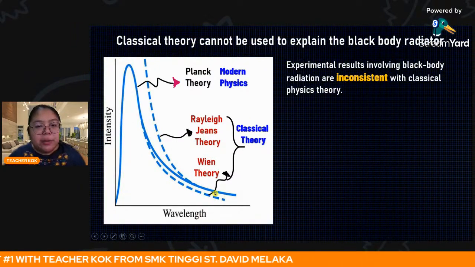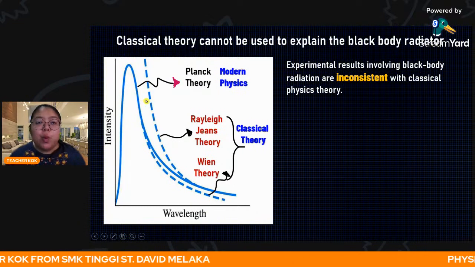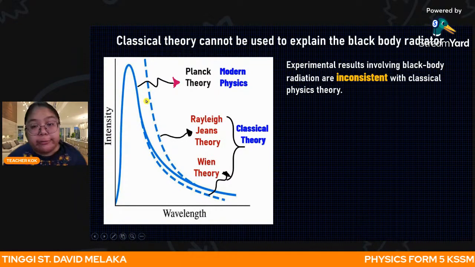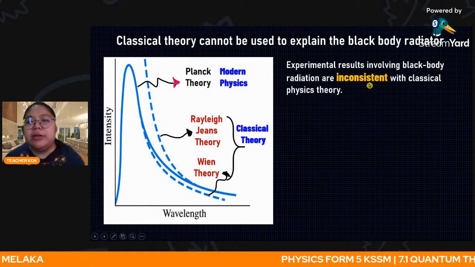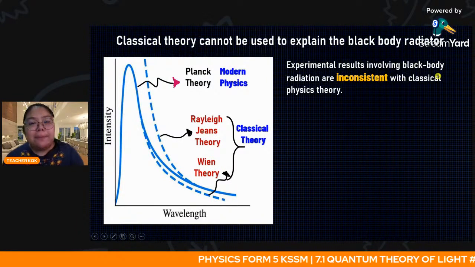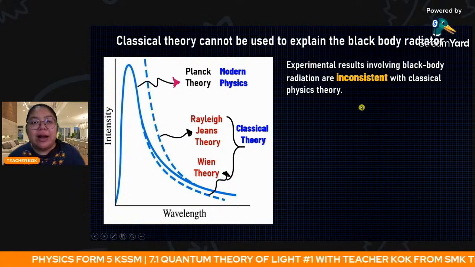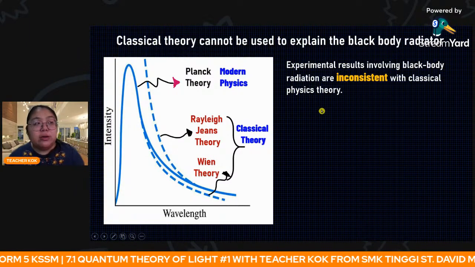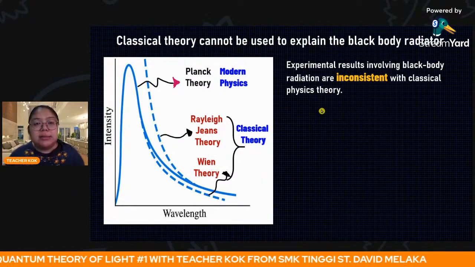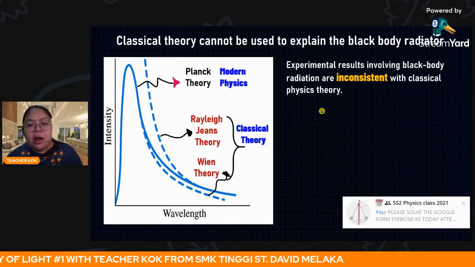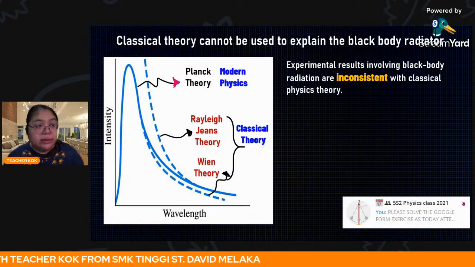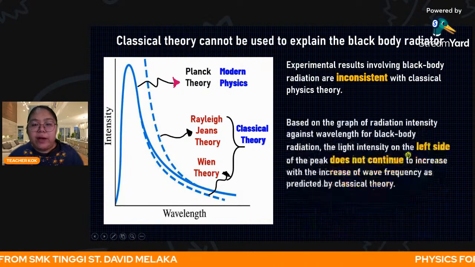the experiment. This one is the experiment part. They go to test which concept is correct. So the experimental results involving the black body radiation are inconsistent with the classical physics theory. They go to check the black body. Is the modern physics correct or is the classical theory correct? So now we go to find out.